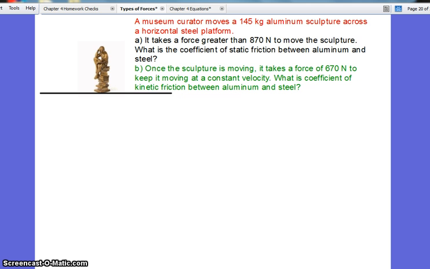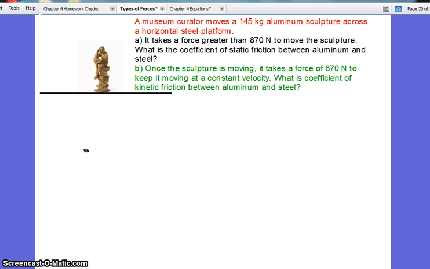So the first problem we want to go through is really in two parts. We have a museum curator that wants to move a 145 kilogram aluminum sculpture across a horizontal steel platform. It takes a force greater than 870 newtons to move the sculpture. What is the coefficient of static friction between the aluminum and the steel?